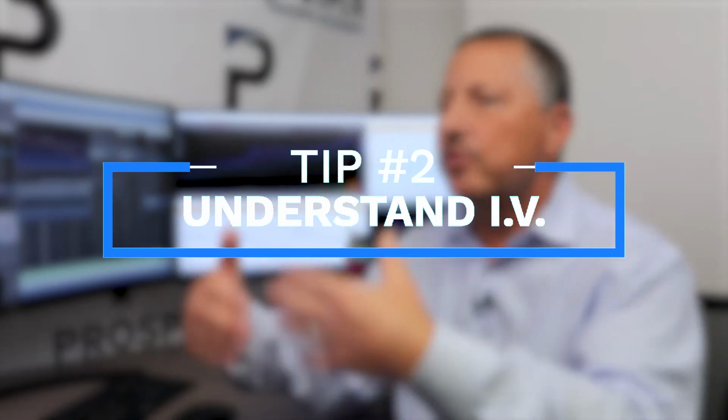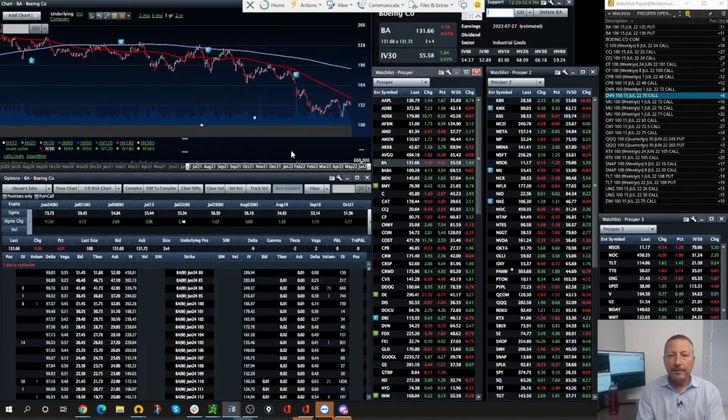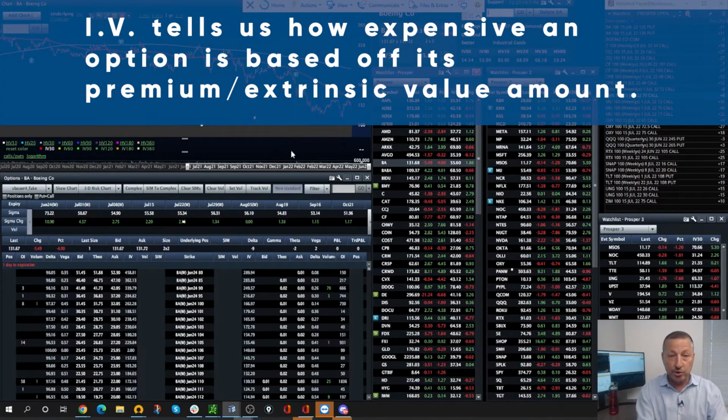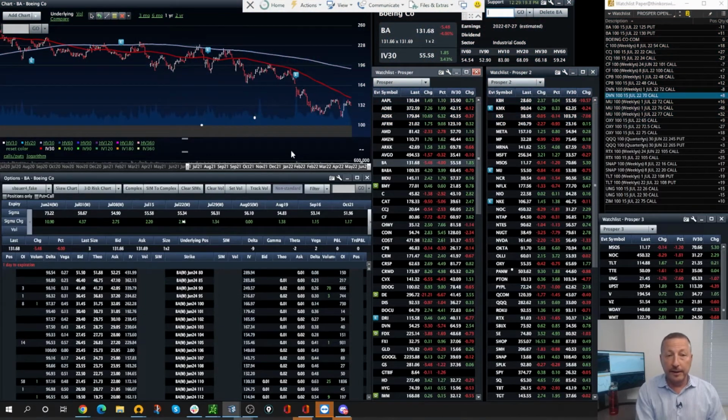All right, so in addition to using the expected move, everybody, we have to understand implied volatility. We have to trade not just directionally, we have to trade based on implied volatility. What does that mean? Implied volatility, yeah, it can be a scary word. Maybe some people don't understand it. But what it tells us is how cheap or how expensive an option is based on the premium amount or the extrinsic value amount that's priced in to an option. When implied volatility is low, options are cheaper. When implied volatility rises, they get more expensive.